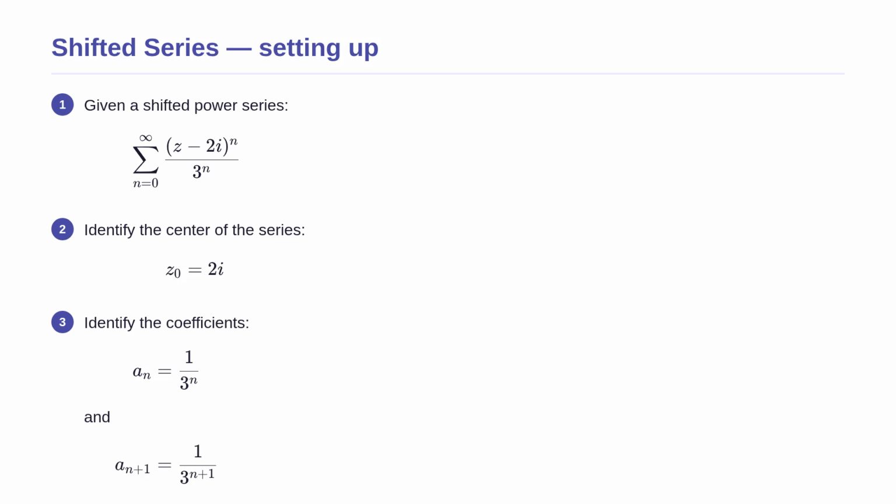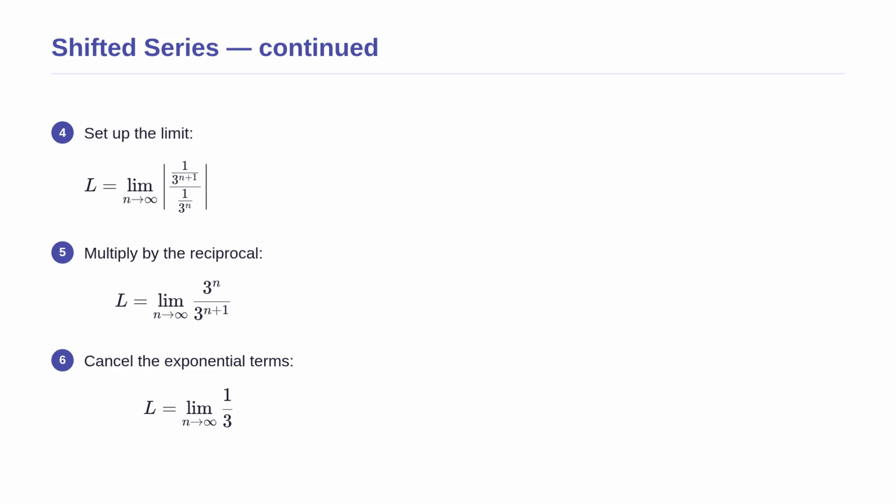We are given a power series where the variable part is z minus 2i and it is divided by 3 to the power of n. First we look at the variable part, which tells us that the center of our series is the imaginary number 2i. Next, we extract the coefficient by ignoring the variable part entirely, giving us 1 over 3 to the power of n. We then find the next coefficient in the sequence by replacing n with n plus 1. We continue by setting up the ratio test, dividing the new coefficient by the old one inside an absolute value. We simplify the fraction by multiplying by the reciprocal.